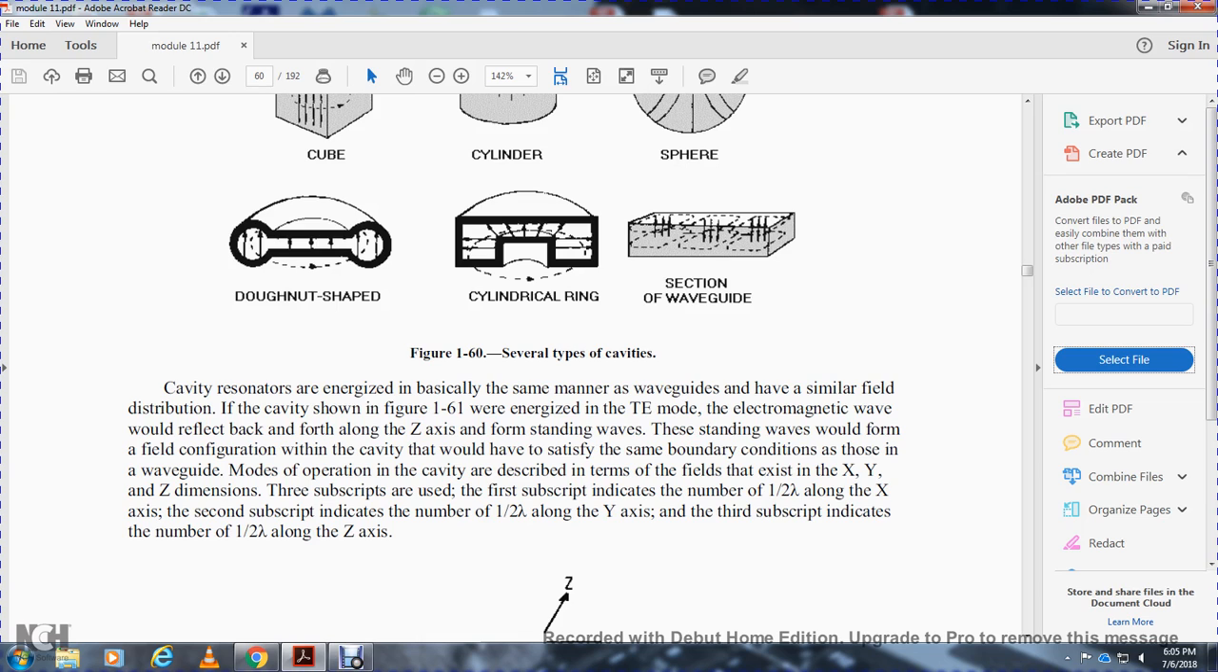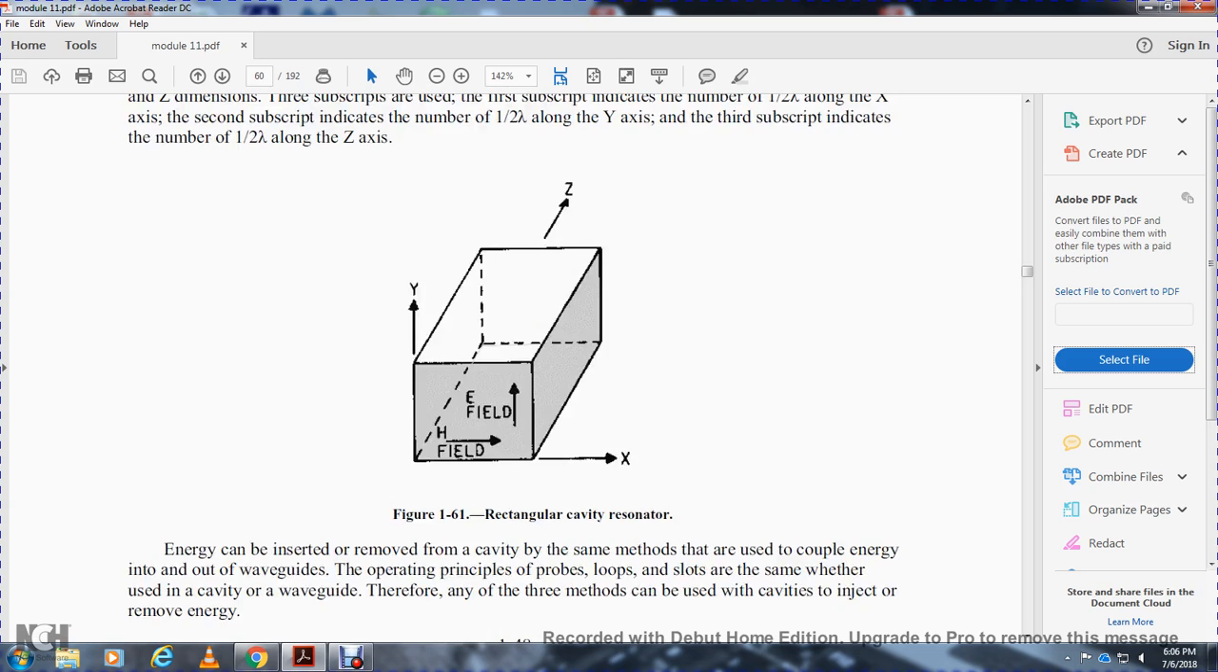Cavity resonators have energy basically like a waveguide, with a similar field distribution, as shown in figure 161. The energy of the transverse electric and magnetic modes is reflected back along the z-axis to form standing waves. These standing waves form the field configuration for the cavity, satisfying the same boundary conditions as the waveguide modes. The operation of the cavity is described in terms of the fields in the x, y, and z dimensions. The first subscript indicates the number of half wavelengths along the x axis, the second subscript indicates the half wavelengths along the y axis, and the third subscript indicates the number of half wavelengths along the z length.